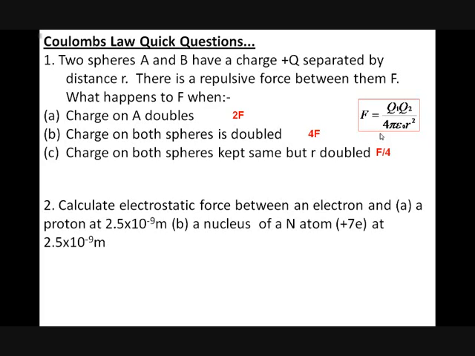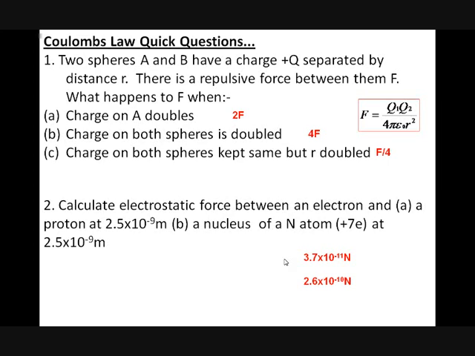Calculate the electrostatic force between an electron and, first of all, a proton at 2.5 times 10 to the minus 9 metres. Here you've just got to put your charges in as minus 1.6 times 10 to the minus 19 and plus 1.6 times 10 to the minus 19. Multiply those out and then divide by 4 pi epsilon naught and the distance between them, which is 2.5 times 10 to the minus 9 metres. If you do all that, you should get an answer of about 3.7 times 10 to the minus 11.